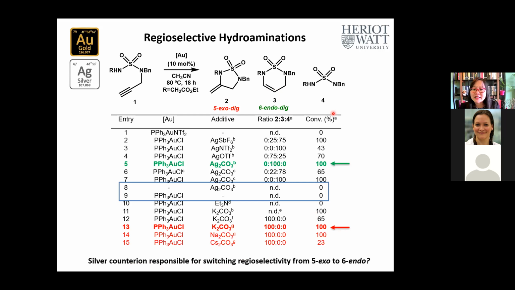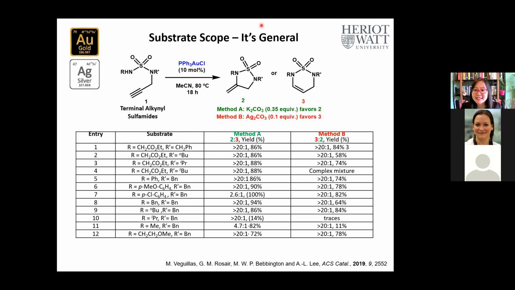So the first thing we did was to just study whether this is a one-hit wonder or whether it's a general thing. So we made several of these terminal alkynyl sulfamides. So they're all terminal in this table, and it is general. So by and large, with method A, with potassium, you'll get 2. And when you switch over to silver, you will get 3 by and large.